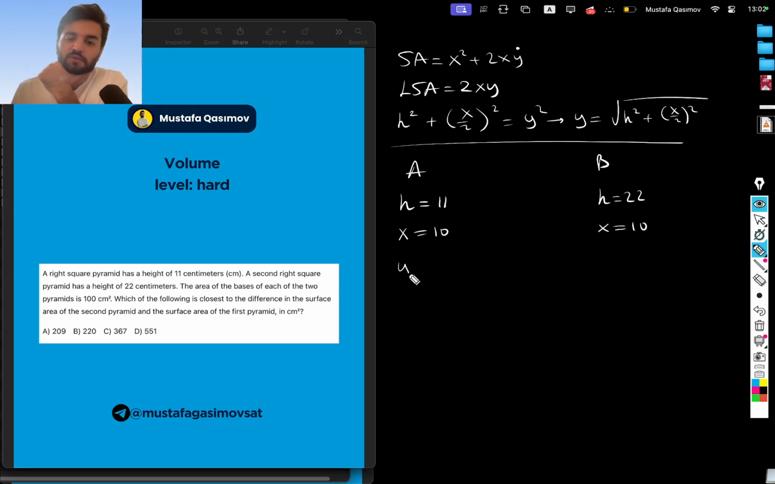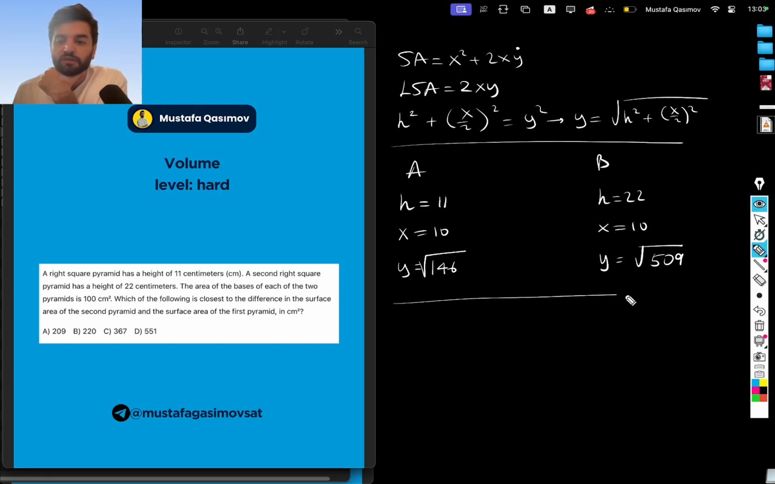So for this one, y squared is equal to h squared, 11 squared, 121, plus 5 squared, 146, I think. For this one, it's same. y squared will be 400. h squared will be 484, 22 squared, plus 5 squared will be 509.